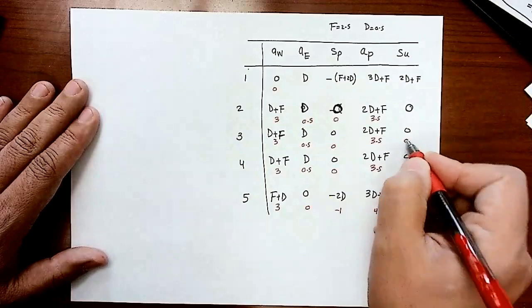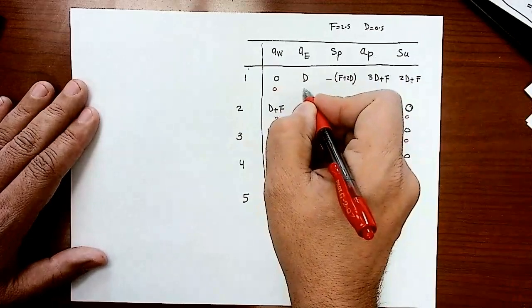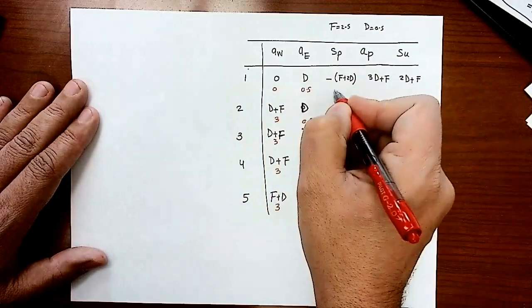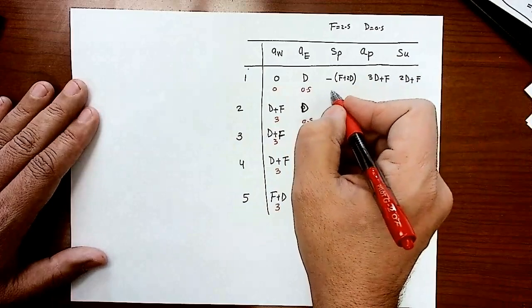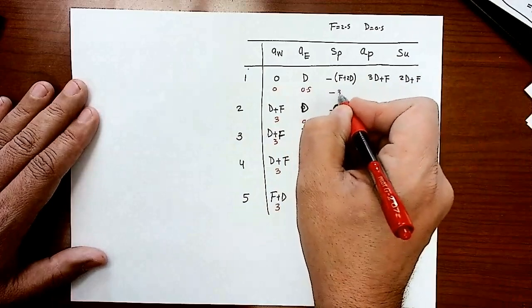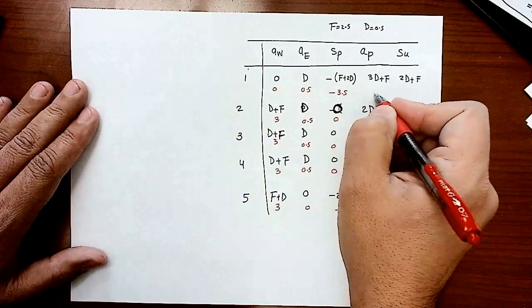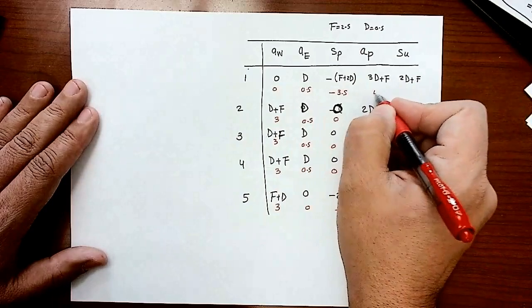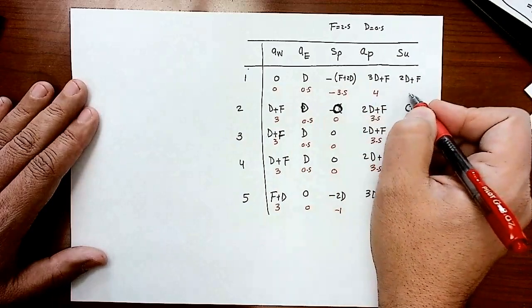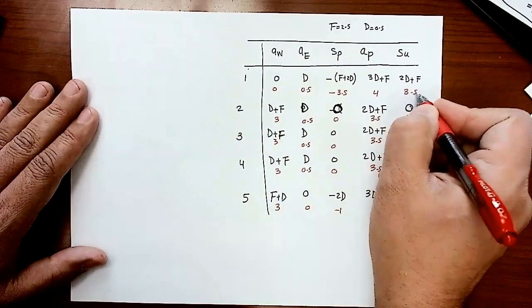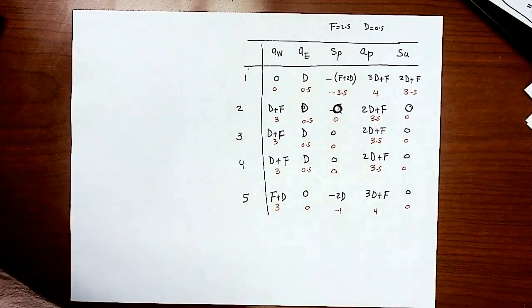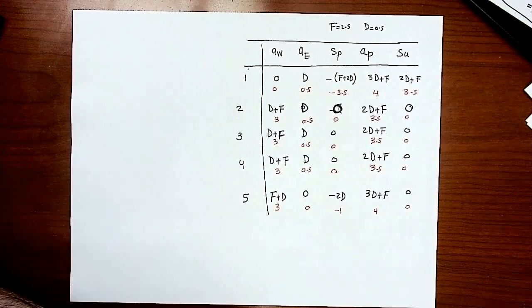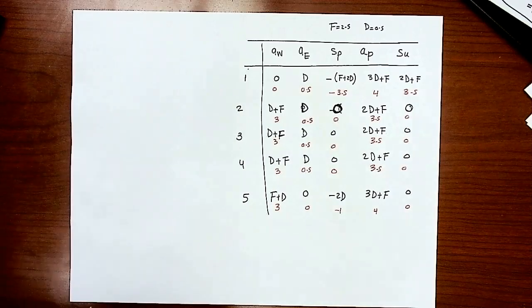So we have the red color writing. D is 0.5. SP is minus F plus 2D. It's minus 3.5. And AP is 3D plus F, which is 4. And SU is coming to be 3.5. So this is simply the table of coefficient. Let's build the matrix.